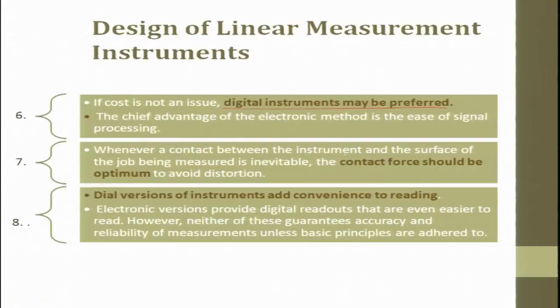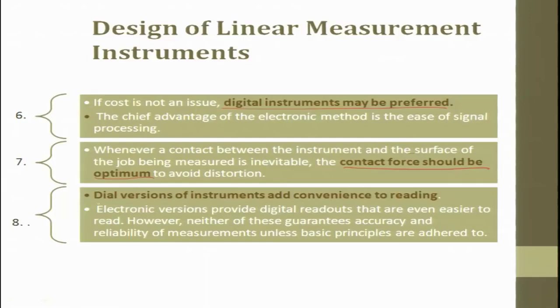Whenever a contact between the instrument and the surface of the job being measured is inevitable, the contact force should be optimum to avoid distortion. So, this is the example I asked you to work on after my first lecture. I gave you a skin, to try to measure the surface roughness or the surface properties of the skin. A skin is an elastic material. So, depending upon the contact force you apply on the skin, there will be deflection and change in the values. Dial version of the instruments add convenience to reading.